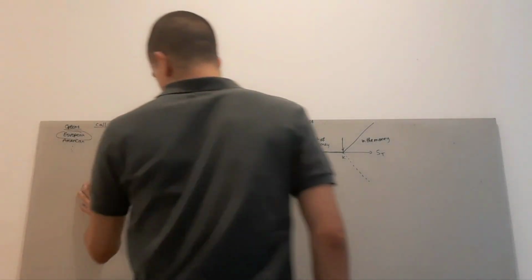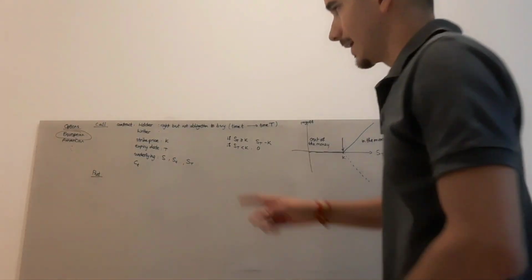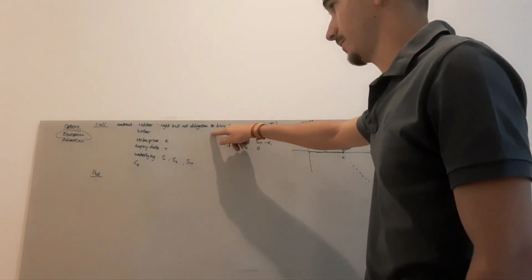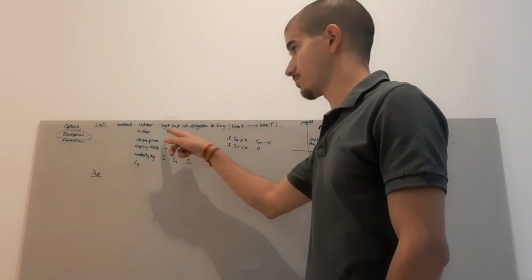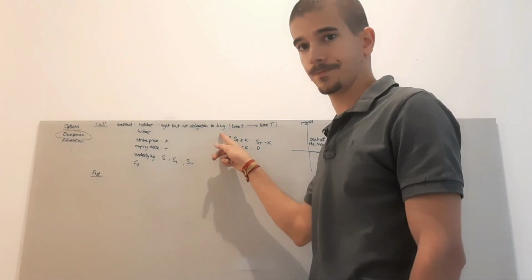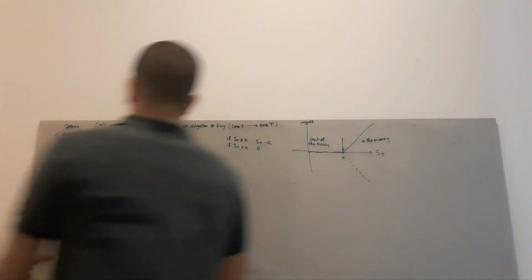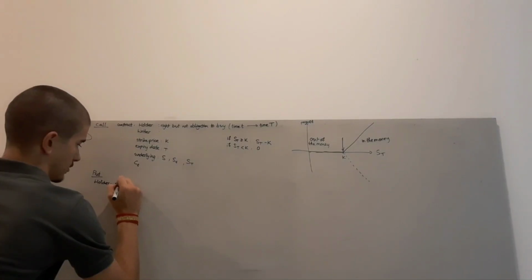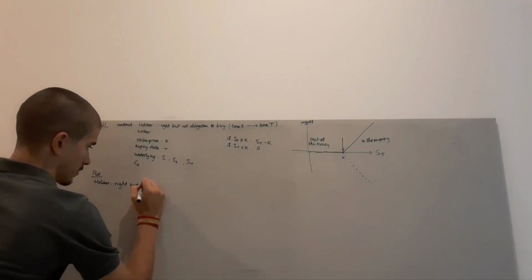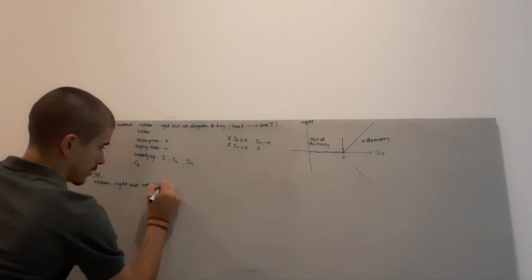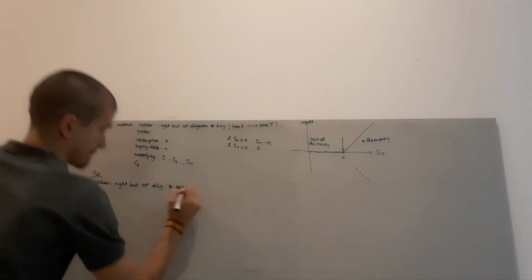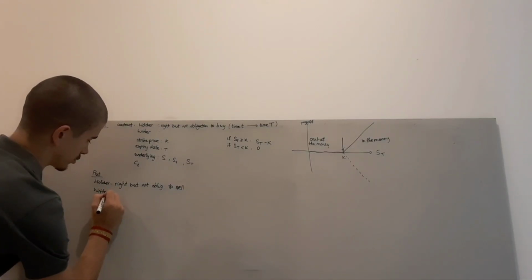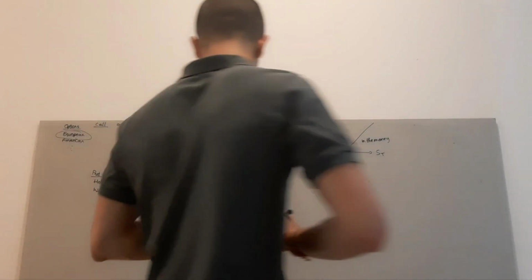Now, the put works in a very similar way. Instead of the holder having the right but not the obligation to buy, the holder has the right but not the obligation to sell. Write this down: holder has the right but not the obligation to sell. And the writer is on the other side, right? It has to do whatever the holder decides to do.